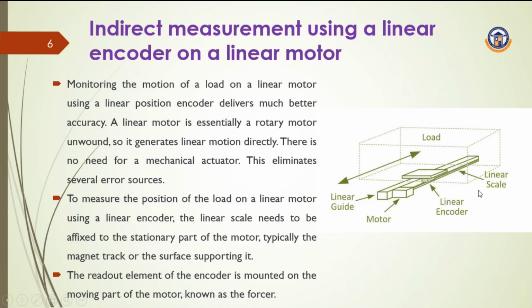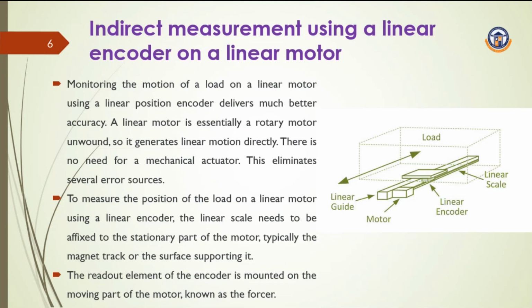So here, the monitoring of motion of that linear motor with a linear position encoder delivers better accuracy compared to that of the indirect measurement in a rotary shaft encoder. Here it generates linear motion directly. There is no need for a mechanical actuator also. So this eliminates major error, and we can have an accurate measurement.